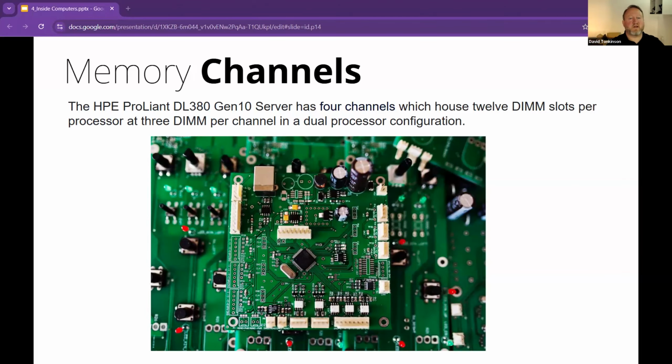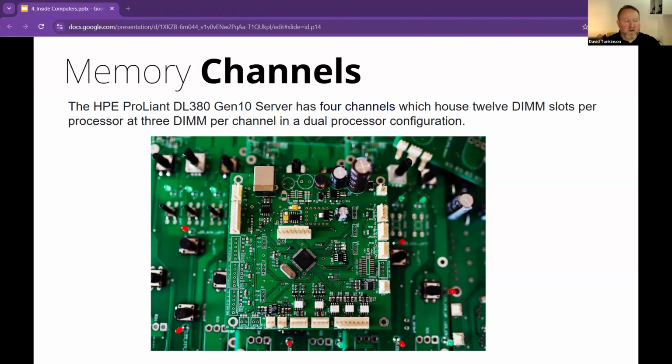At three DIMMs per channel, in a dual processor configuration, yes, you can see you can get loads and loads of memory talking to your processors. So four channels you can have in those. In your PC stuff, it tends only really to come down to two channels.